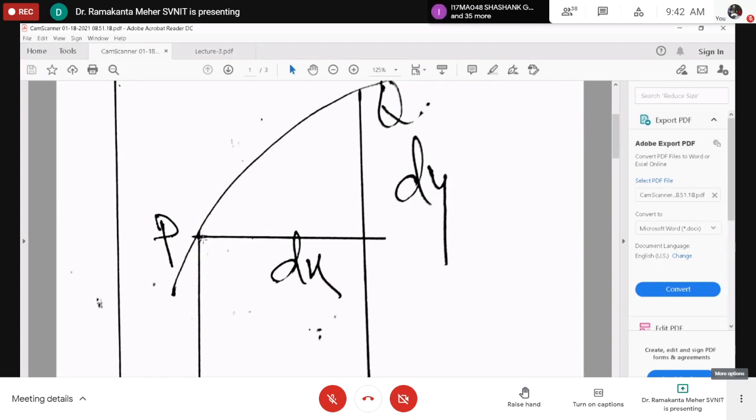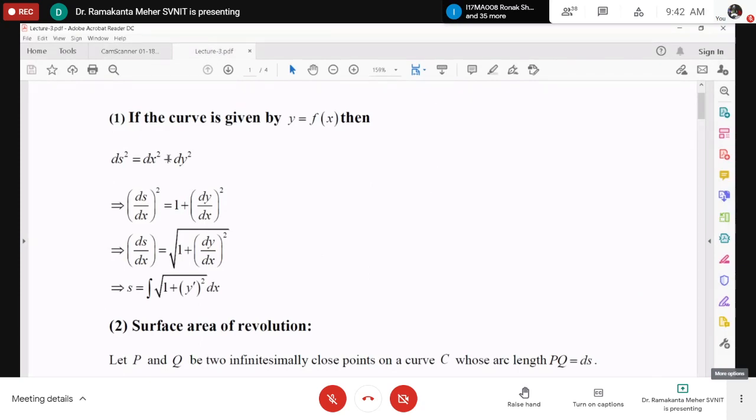Okay, so if you think here, this dx and dy are so small, then this arc PQ will be just similar to a straight line PQ. Okay, since we are assuming this dx and dy are so small. So if we use the triangle rule here, assuming this arc PQ, ds square is equal to dx square plus dy square.